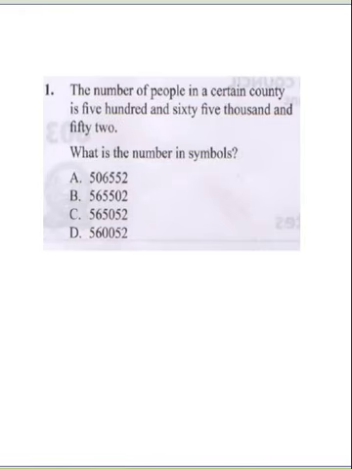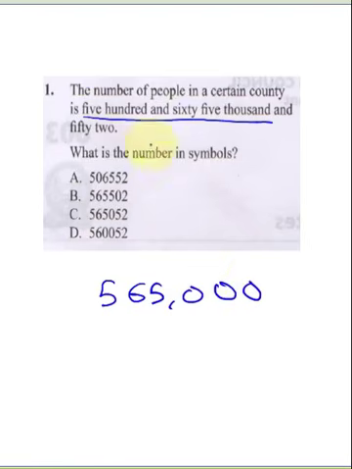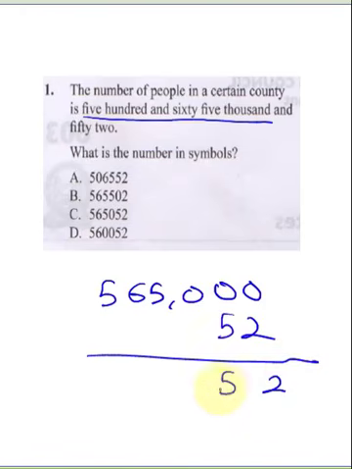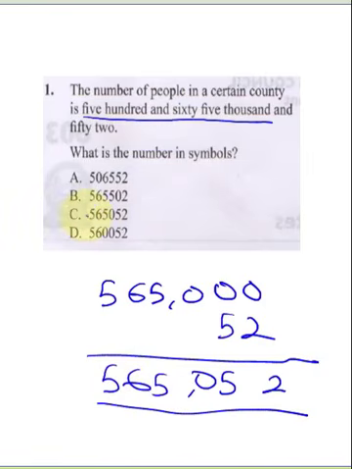Now question 1 says the number of people in a certain country is 565,052. What is the number in symbols? Now for you to write this number in symbols, all you have to do is write out the way it is. Now the first one says 565,000. So I'll write 565,000, that is 3 zeros, then the remaining is what? 52. So if I sum this up, 565,052, you can see from here the correct answer is going to be what? C.